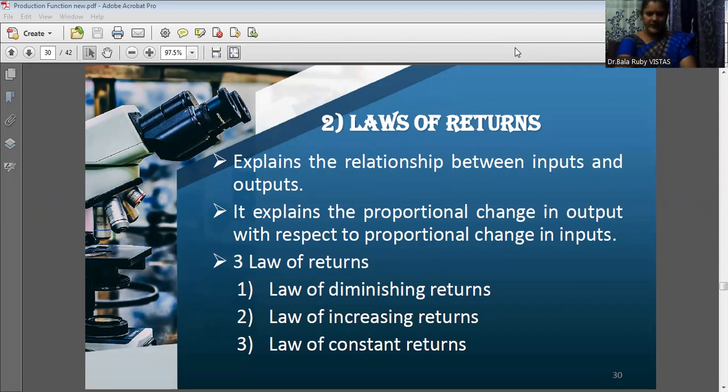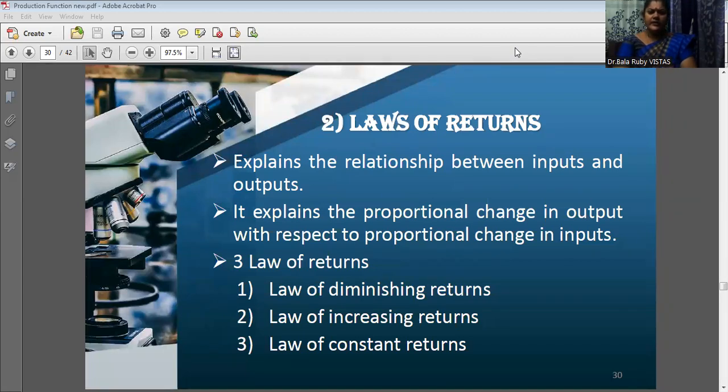So students, in today's class, we are going to discuss the law of returns. In the previous video, we discussed that in the theory of production, there are two laws. One is the law of variable proportions and another one is the law of returns to scale, right? In this video, we will discuss the law of returns. This law of returns explains the relationship between input as well as output.